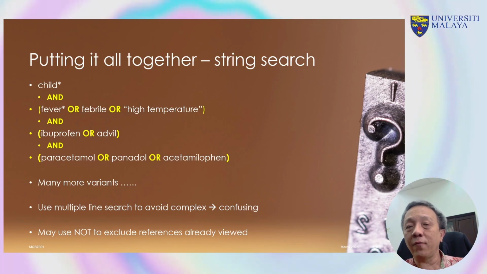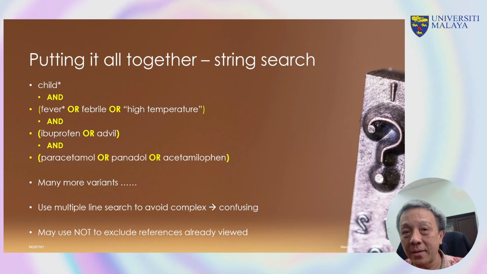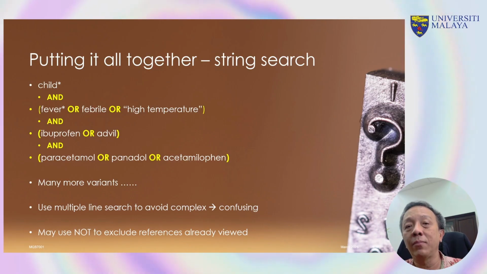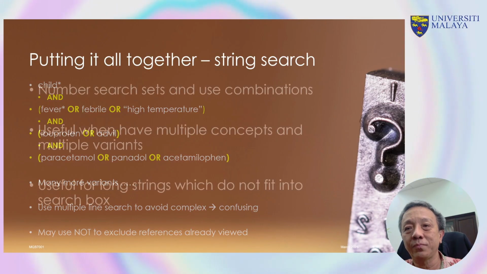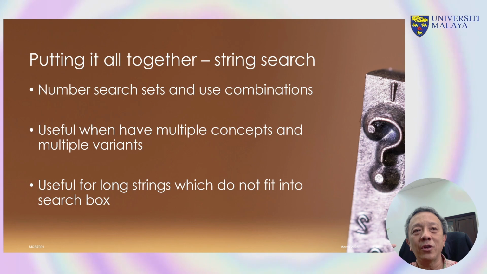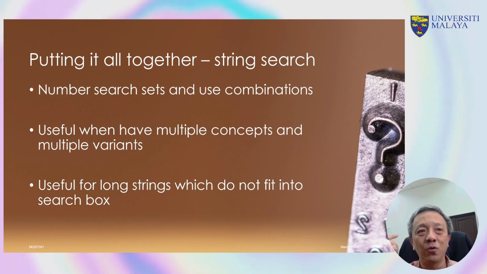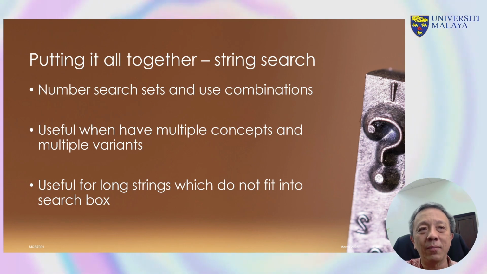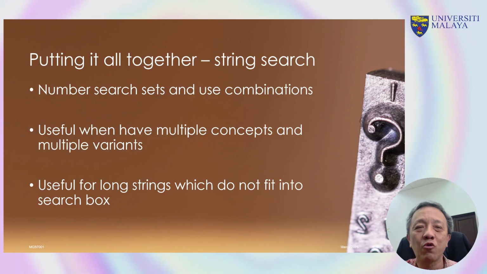But of course, if you want to make a more complex search strategy, you can. There are examples of more complex search strategies. So, string searches: that means you search for the string, a number of search sets, or use a combination. It is useful when you have multiple concepts or multiple variants, and useful for long strings which do not fit into the search boxes.